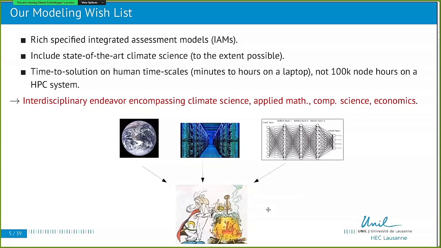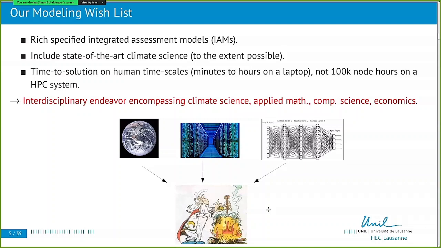Now, to set up these integrated assessment models, those models that marry physics with economics, we of course would like to have these models specified as richly as possible, which clearly is not fully possible, but still we would like to have as much state-of-the-art climate science in such a model. We would like to have the best possible economics model. And at the same time, we want a time to solution which is not years, but rather minutes or hours on a supercomputer, such that we can run parameter studies and study the sensitivities of the policies, etc.